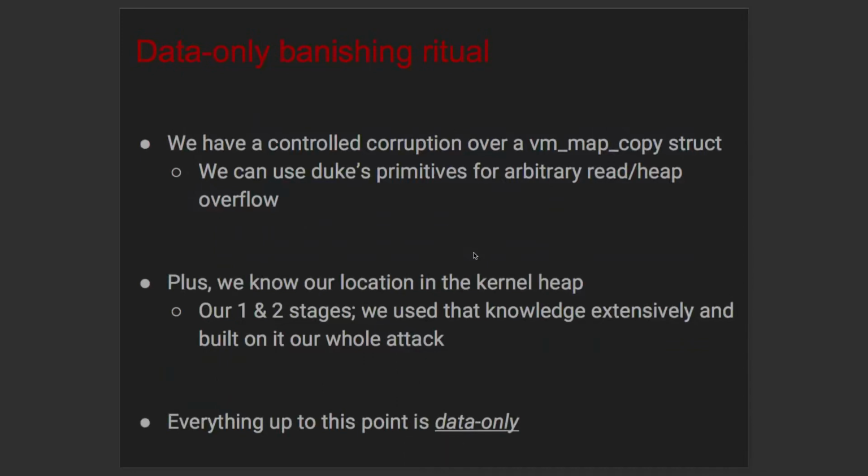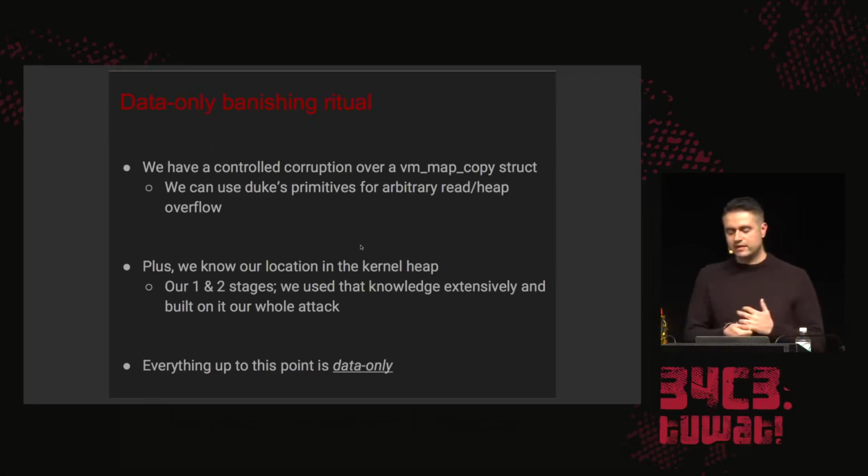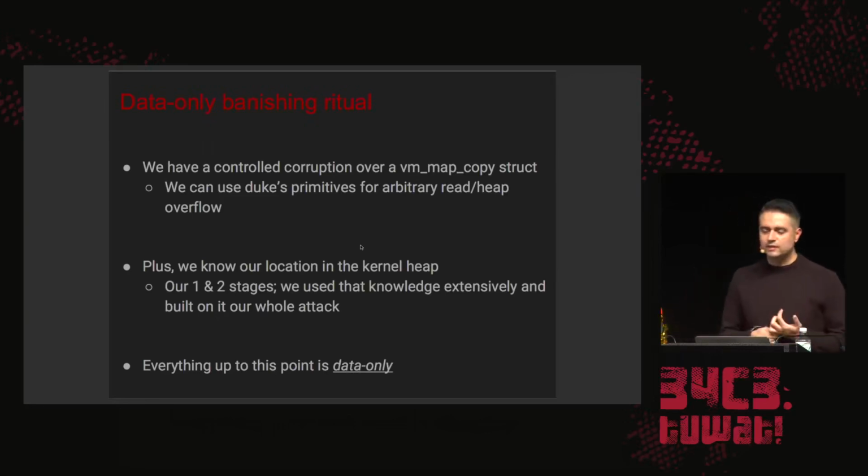So putting everything together, at that point I have a controlled corruption of a vm_map_copy struct, and I can use the primitives to get an arbitrary leak. So I can leak, for example, the KASLR slide, and I can do a heap overflow. Again, these are how you can use the primitives that Mark and Dowd gave us.